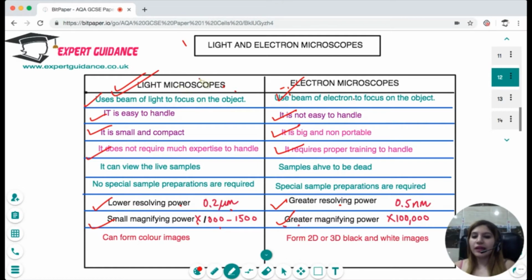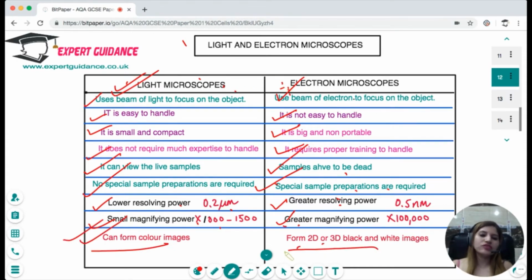But for the light microscopes, you can view the live samples and you do not require special preparation of the samples. But for the electron microscopes, the samples have to be dead, and we require some special sample preparations. With a light microscope, we can stain the sample and see color images, whereas an electron microscope can form 2D and 3D images, but the images are black and white.